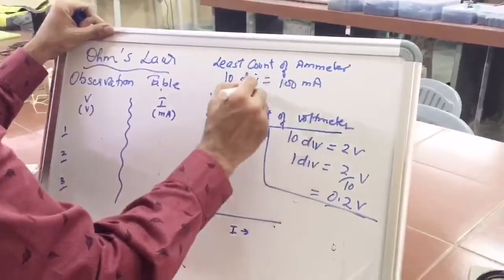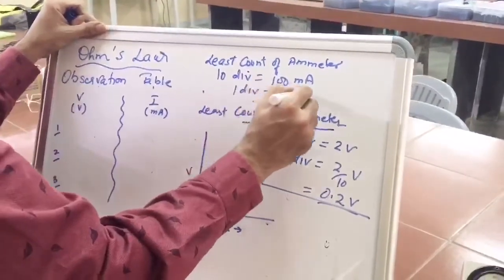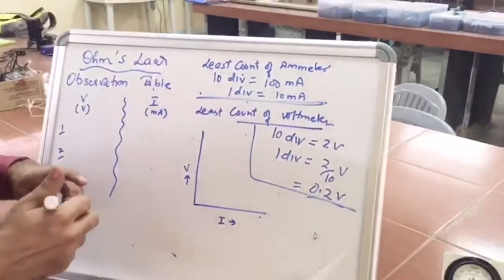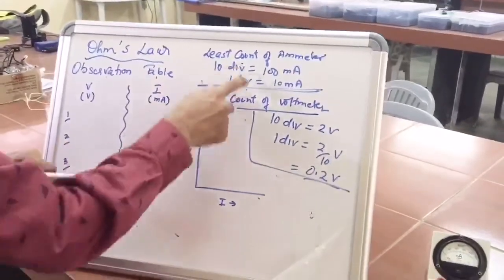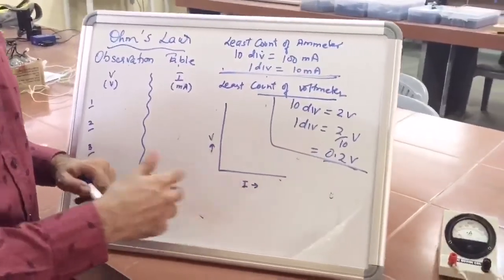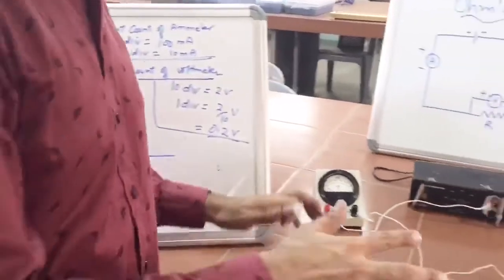So one division equals 10 milliampere. So this becomes the least count of the ammeter. These are quite important concepts which can be used while you are taking the readings. Now let's start with the experimental setup.